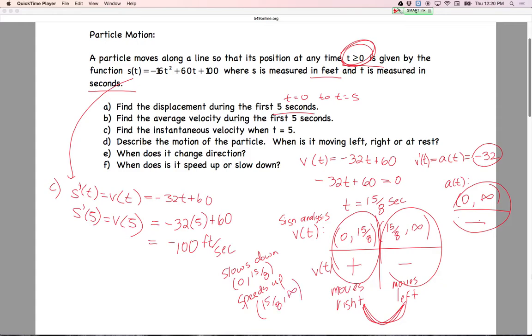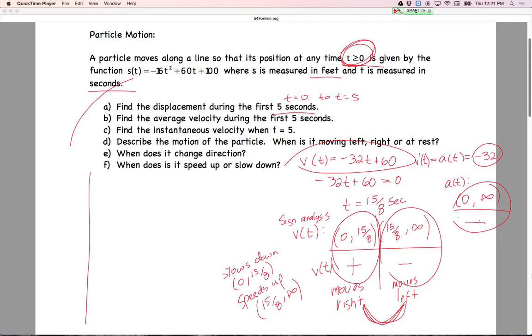You got that? Make sense? One last thing to show you and I'm done. Now, before I do that, most of you will say, gosh, I could have just graphed velocity and looked at what David said and done my sign analysis from the graph. I could have just said 60, negative 32, it crosses at 15/8, which is approximately 1.875.